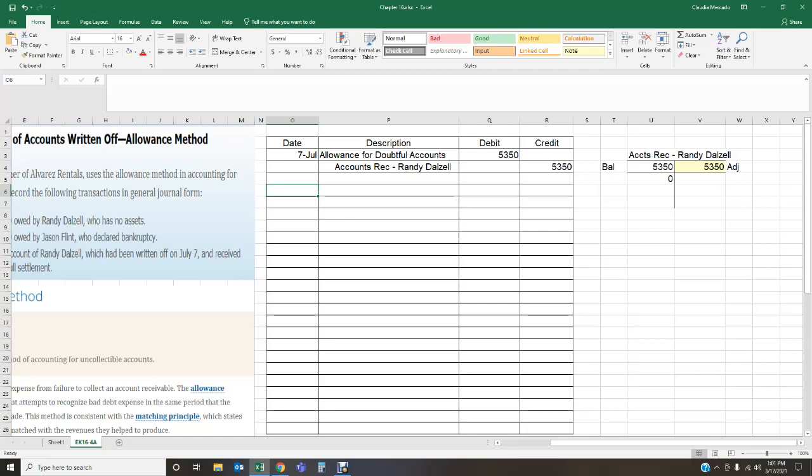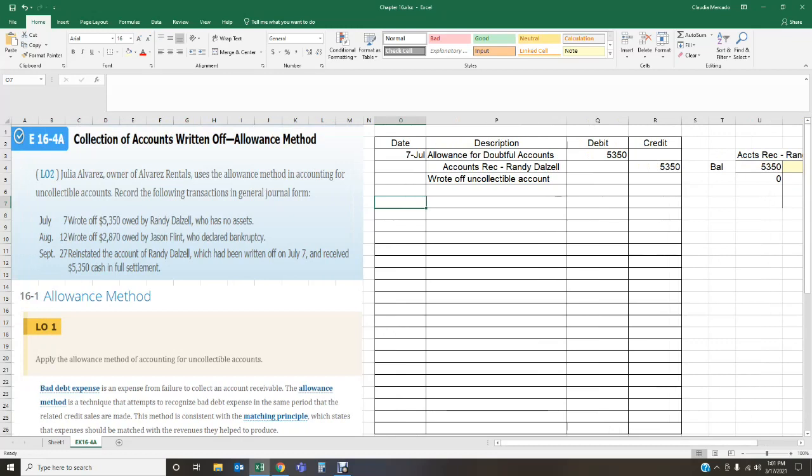Whenever we write off using the allowance method, we will always debit the allowance for doubtful accounts for the amount of the write-off, and we're going to credit the receivable account for that particular customer. I'm going to write here, write off uncollectible account.